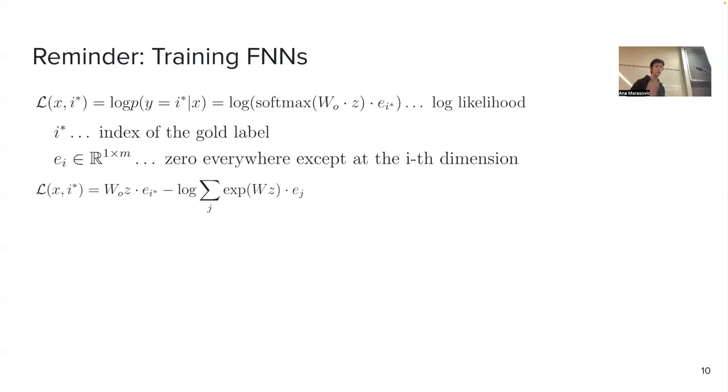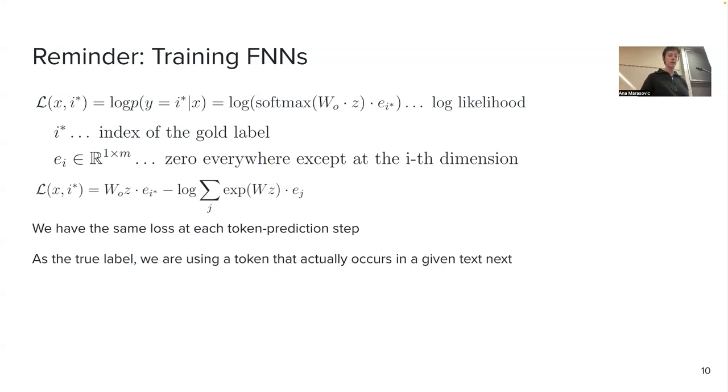Okay, so I also want to remind you how we trained our feed-forward neural networks. Basically, what we have done is take the log probability, which is for us the logarithm of the softmax, of the value where the gold label is. And here with neural language modeling, nothing has changed. I said just a couple slides back that the equations are the same. We just changed the output space. Now it's way larger: we have 30,000 labels instead of just two, as in binary classification. So we have this exact same loss at each token prediction step. That's it. Nothing has changed.